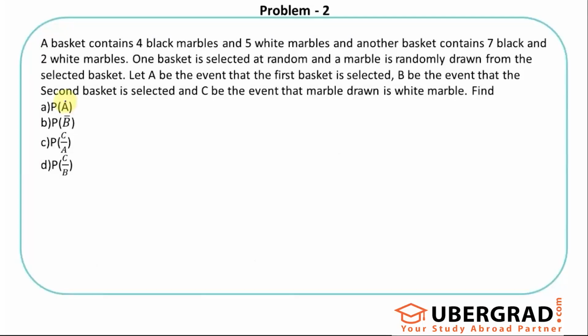Now let's look at this question. A basket contains 4 black marbles and 5 white marbles, and another basket contains 7 black marbles and 2 white marbles. So let's say this is one basket. What is the composition? 4 black and 5 white. What is another basket?